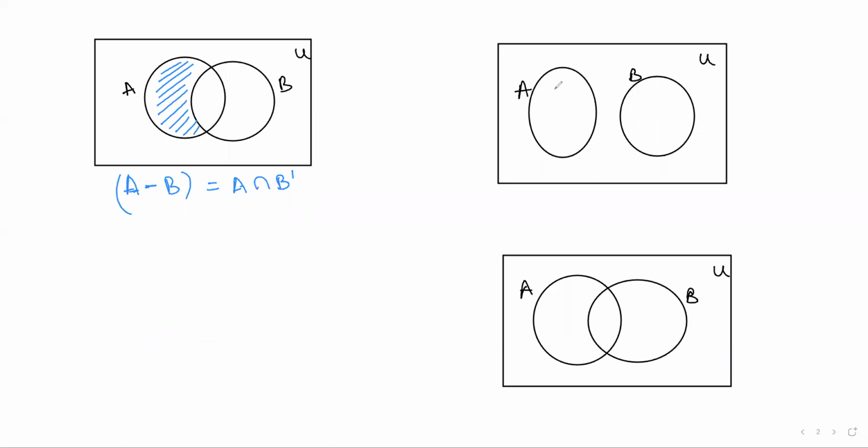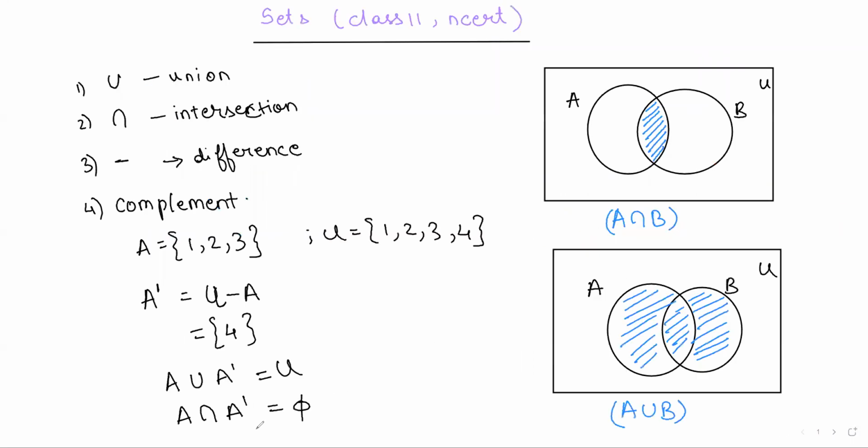Now, here in this figure, A and B have nothing in common with each other. That means no element of A is present in B. So, A and B are called disjoint sets. Disjoint sets means A intersection B will be equal to phi. With this information, we stated that A and A complement is equal to phi, which means we can also say that A and A dash are disjoint sets.